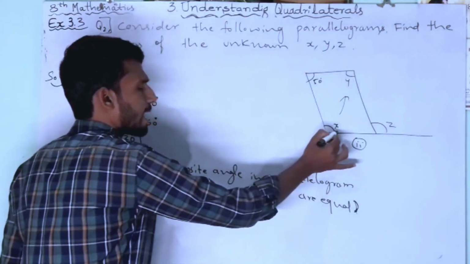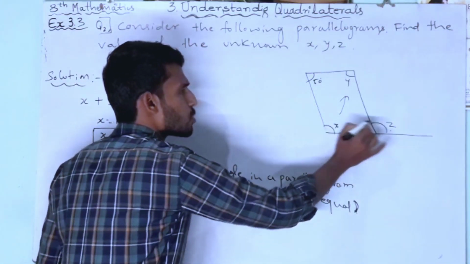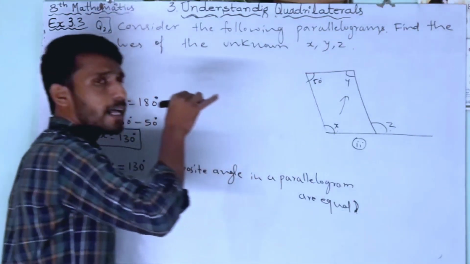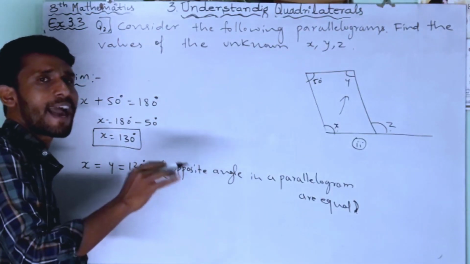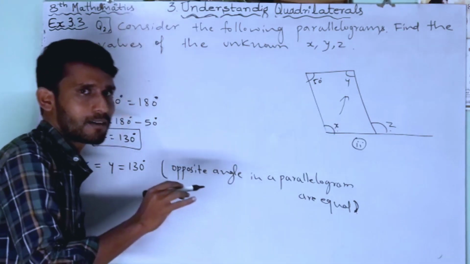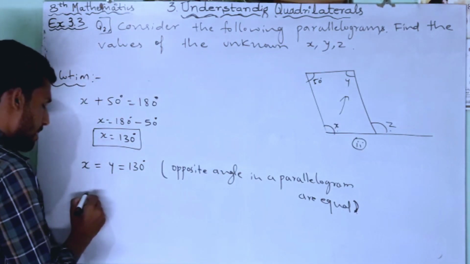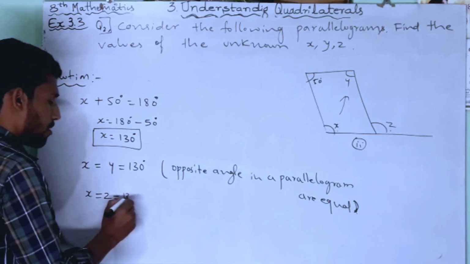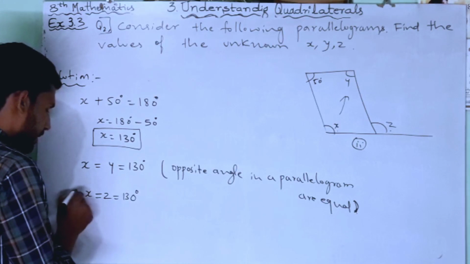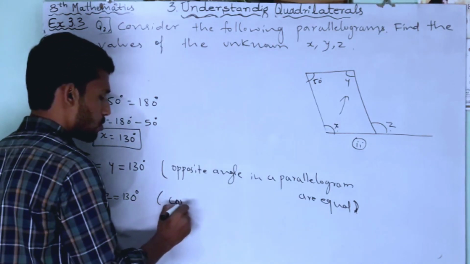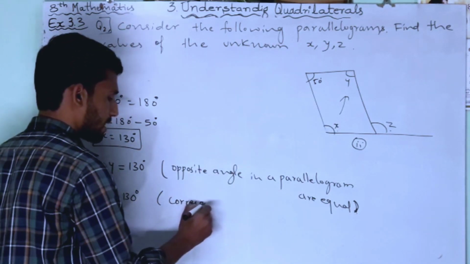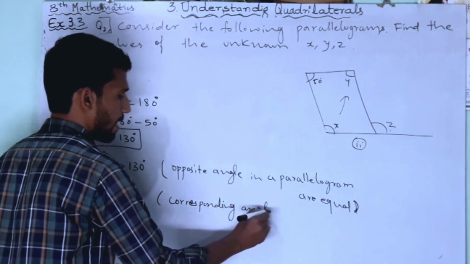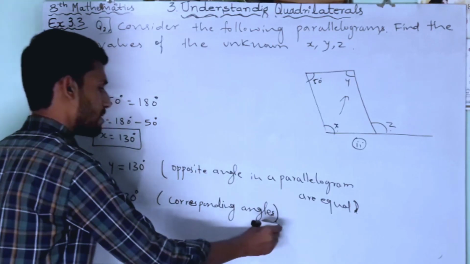Okay, next X angle and Z angle. These two are corresponding angles. In a parallelogram, corresponding angles are always equal. Next we can write angle X is equal to angle Z, that is also 130 degrees. Now we can write these two are corresponding angles. Okay, this is the solution.